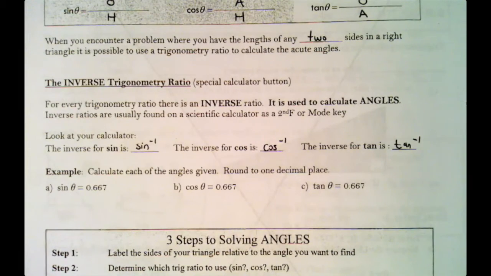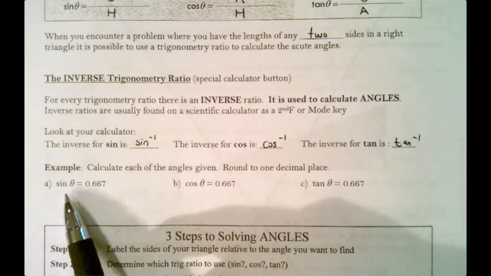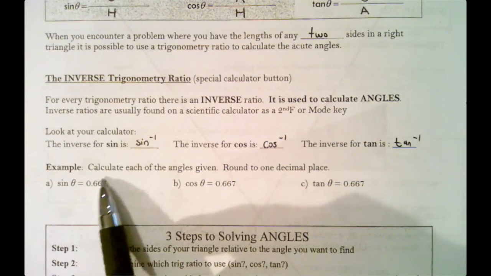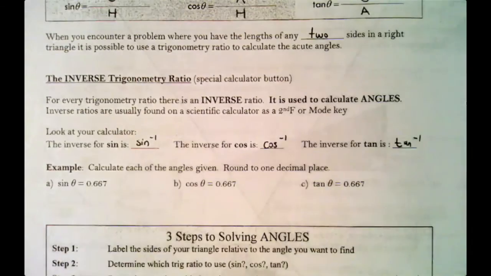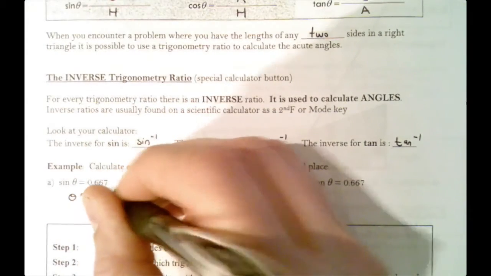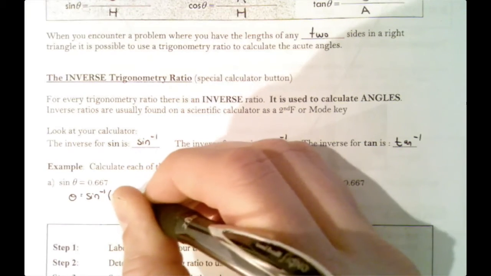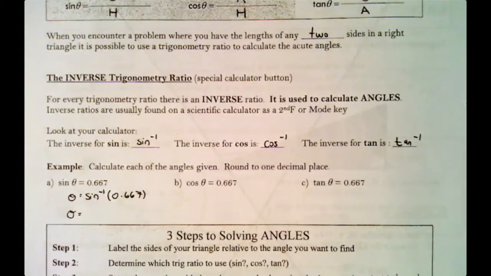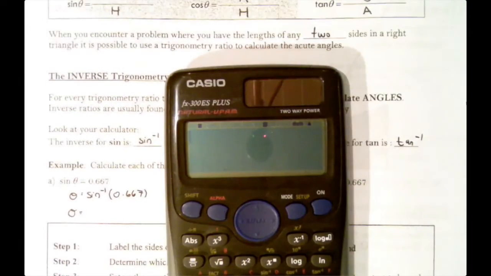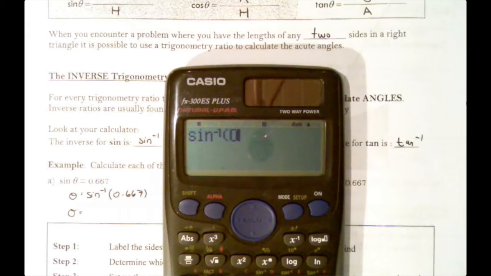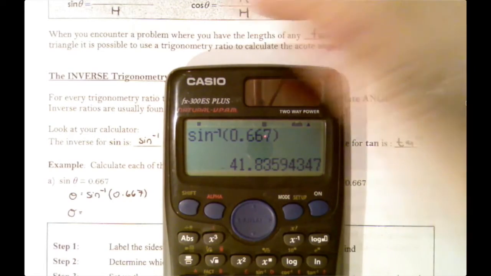And how does this work? Well, if we want to know an angle, we need to know the ratio. So if we want to know an angle using sine, we need to know O over H. We need to do O divided by H. So to find our angle, we just have to do sine inverse of our ratio. So if we can do that in a calculator, we can find our angle. So I'm going to show you. Second sine, 0.667. And this will find us our angle, 41.8.